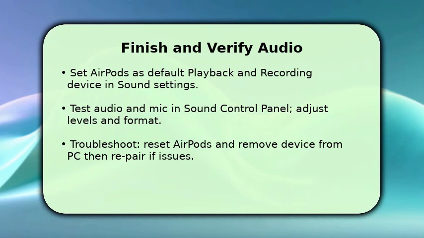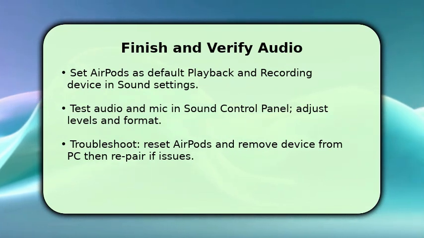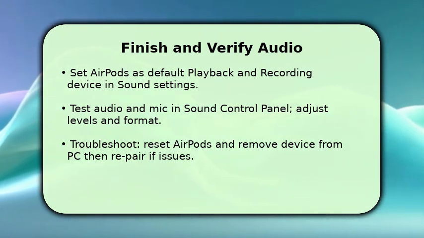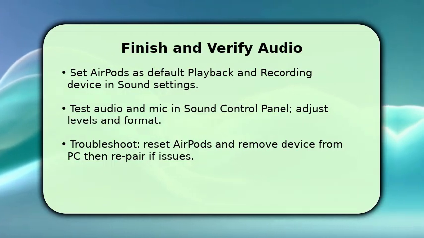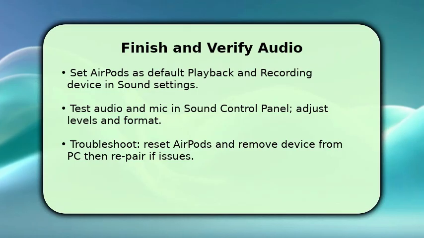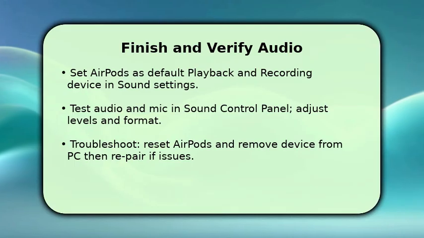Finish by confirming the AirPods are the default audio device. Open Sound Settings or Control Panel, choose Playback and Recording, and set AirPods for both output and input so apps use them automatically. Test playback and record a short clip to verify mic function. Change sample rate or levels if audio is choppy.